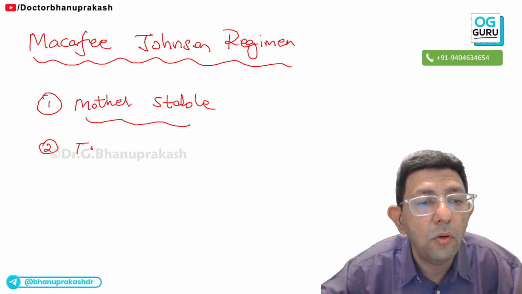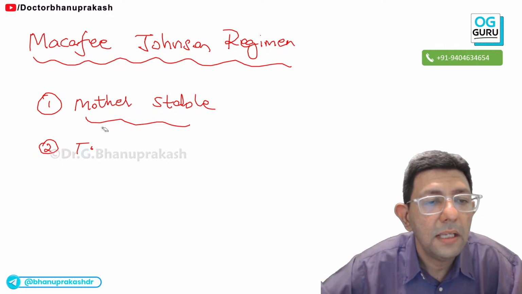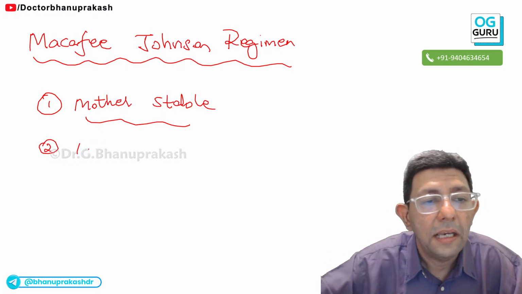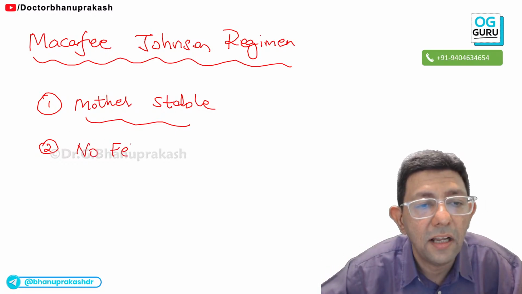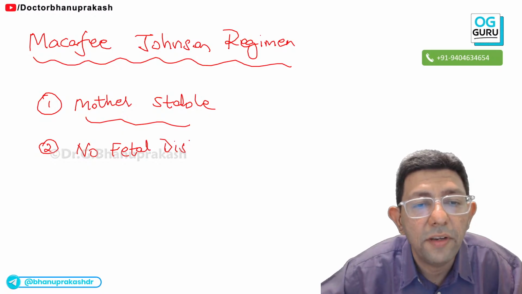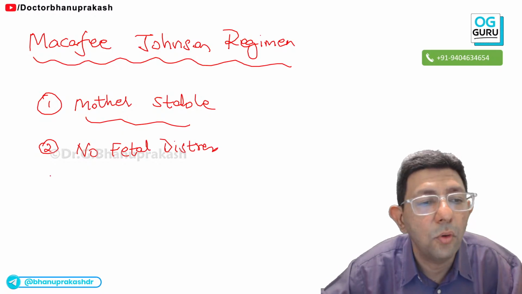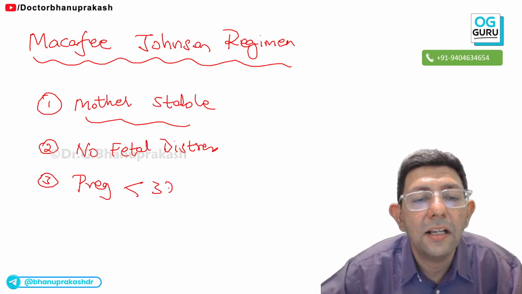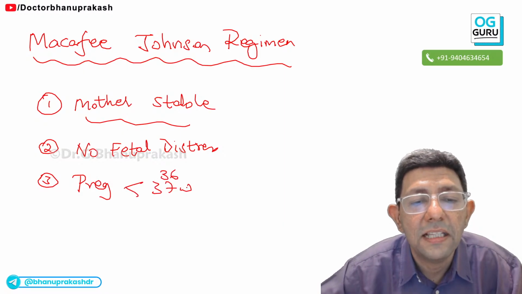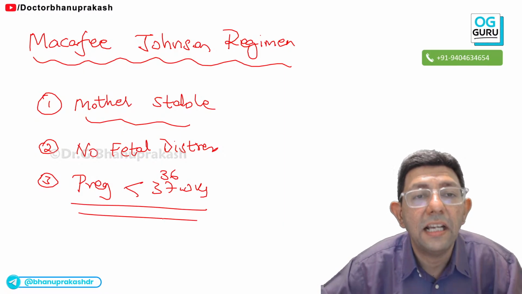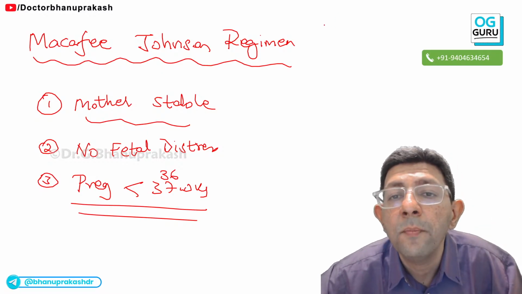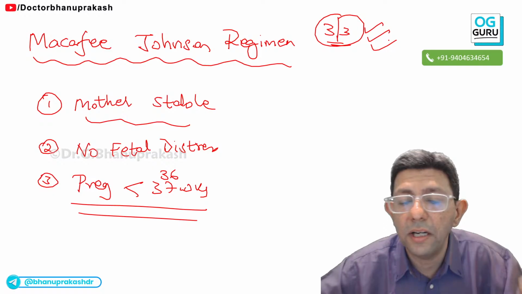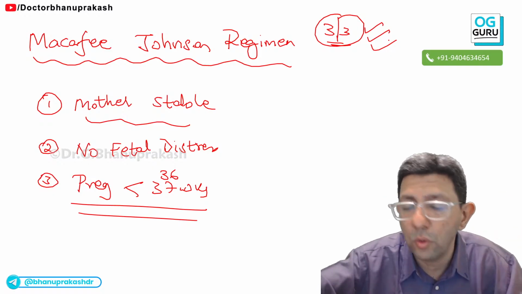Second, there should be no fetal distress. Is this understood to all of you? Okay, sir, then only I will wait and watch. There should be no fetal distress. And third, the most important point, pregnancy should be less than 36-37 weeks. Then only I will wait and watch. And the important point, all three criteria should be satisfied. We should get a 3 out of 3 score. Is this understood to all of you?